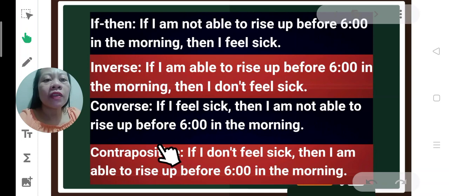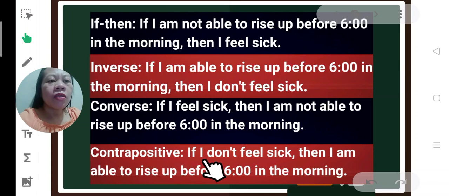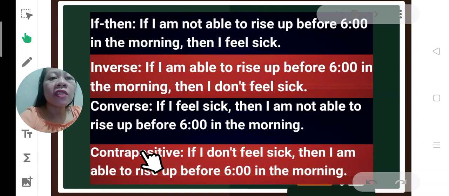So actually, the contrapositive is the inverse form of the converse of the original statement. Observe this one. The converse has "I feel sick" in the hypothesis. That becomes "I don't feel sick" in the contrapositive. And for the converse, in the conclusion, we have "I am not able to rise up before 6 o'clock in the morning." This "not able" becomes "able" in the contrapositive form. Okay? So the contrapositive form is just the inverse of the converse of the original statement.